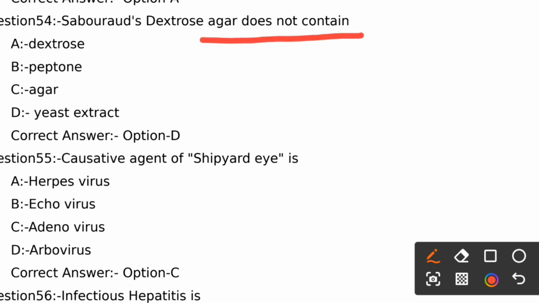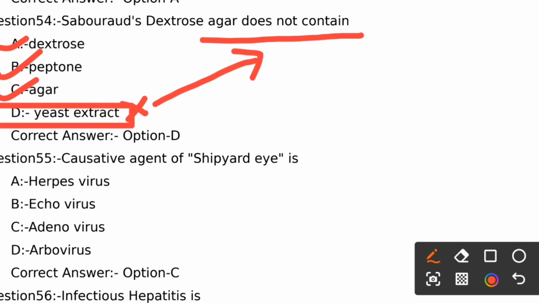Next question. Sabouraud dextrose agar does not contain option A dextrose, option B peptone, option C agar, option D yeast extract. Which of the following does not contain in SDA? Here dextrose, peptone and agar are the contents of Sabouraud dextrose agar. Yeast extract is not. So the right answer is option D, yeast extract.